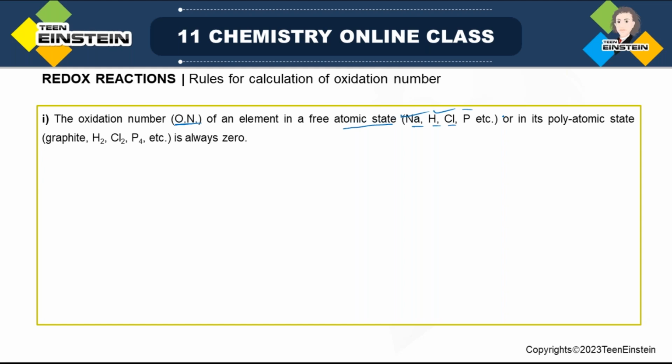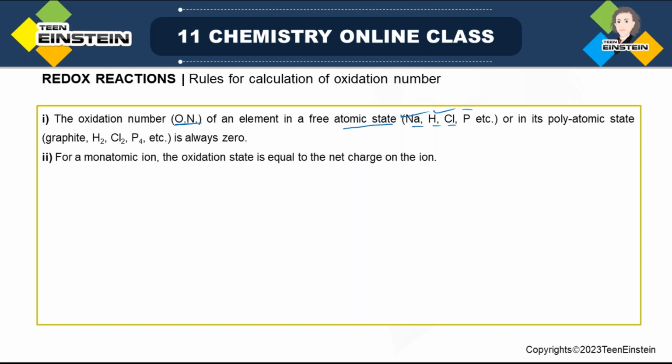Then carbon, natural form is graphite. Chlorine, it remains naturally as diatomic gas. P4, phosphorus, it is basically tetraatomic P4. So then also it will be considered as 0 because you have just all the same atoms. You do not have two different atoms. So obviously it will always have oxidation number 0. This is the first rule.